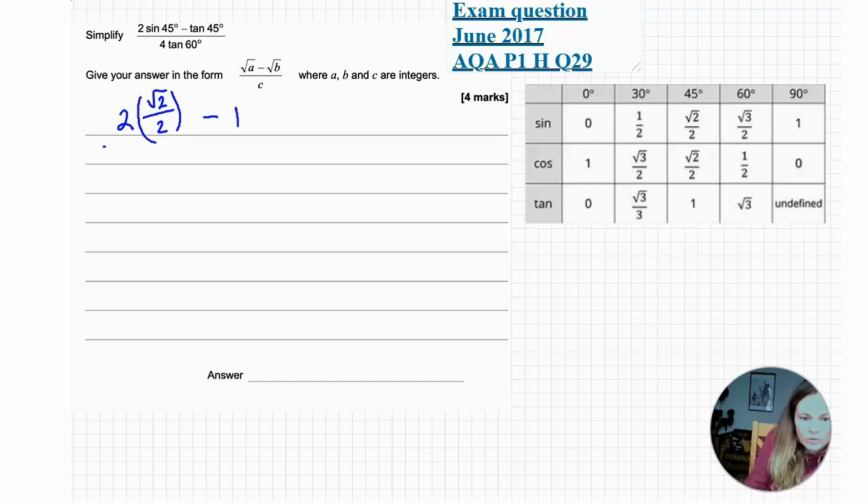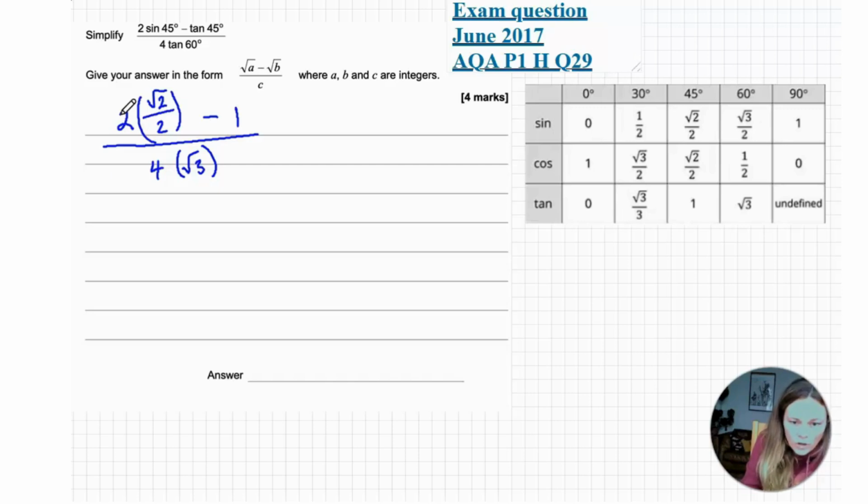So that's the top of the fraction. I'm going to write the line there. And then I'm going to put 4 lots of tan 60. Tan 60, if we look at our table, is root 3. So 4 lots of root 3. And that's all the surds substituted in. Right, so that's going to give you some marks out of your 4 marks already. Let's see what we can do about this.